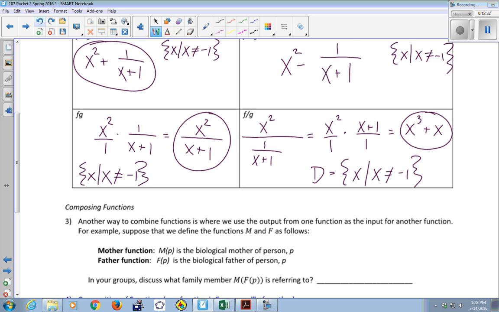You're right. It is x to the second. Thank you. Yeah. Got to distribute that x squared.